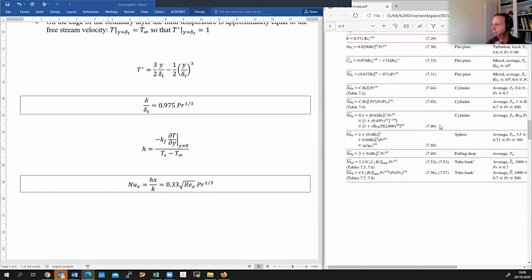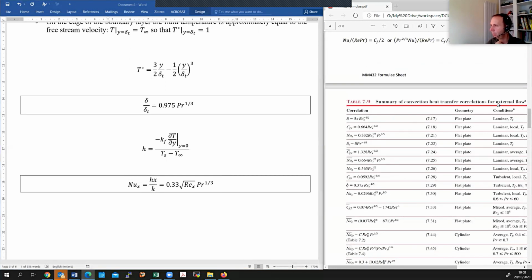If you revert back to the summary table here for properties for flow over a flat plate, we see that the thermal boundary layer is different. The exact one, essentially this term is just 1 instead of 0.975. Otherwise, it's almost the same thing. Coefficient of friction we've already done. The Nusselt number, this one is averaged over the plate. This one is the local value at a position x. And that's for certain conditions.